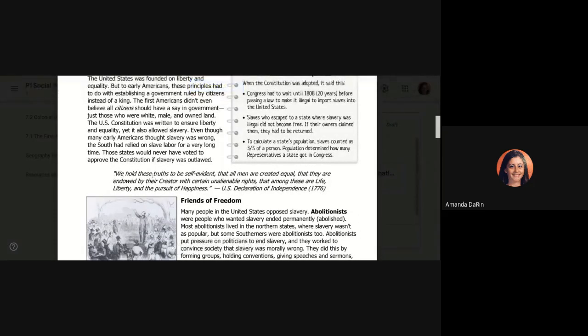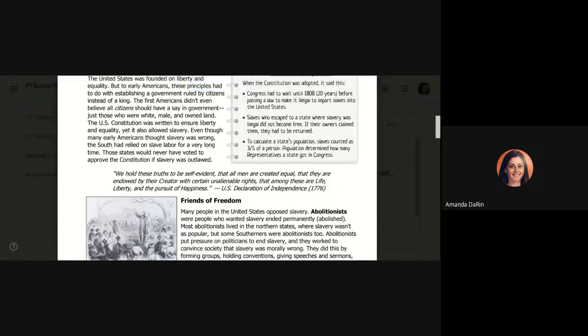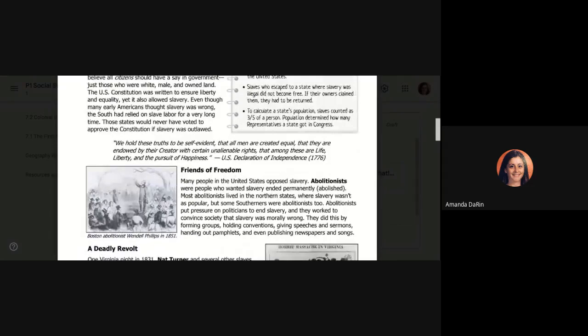Quick quote down here, if you can see where my mouse is. "We hold these truths to be self-evident, that all men are created equal, that they are endowed by their Creator with certain unalienable rights, that among these are life, liberty, and the pursuit of happiness." U.S. Declaration of Independence, 1776.